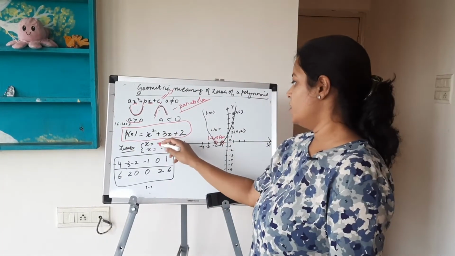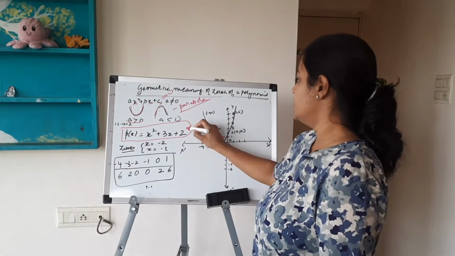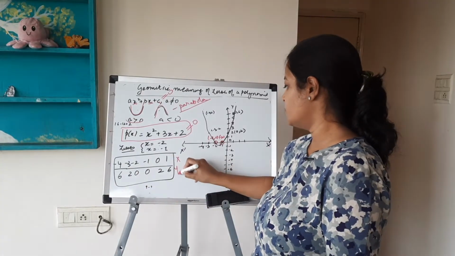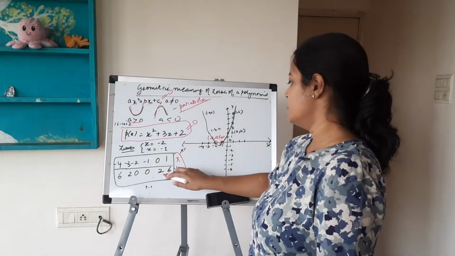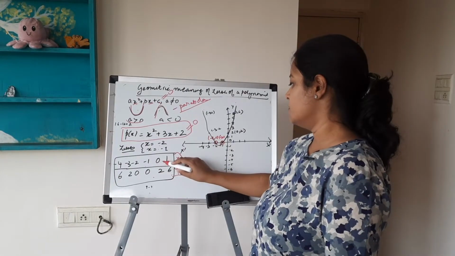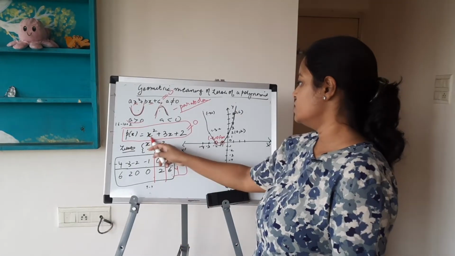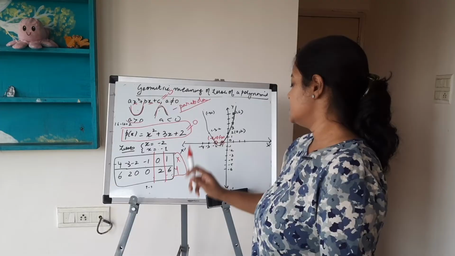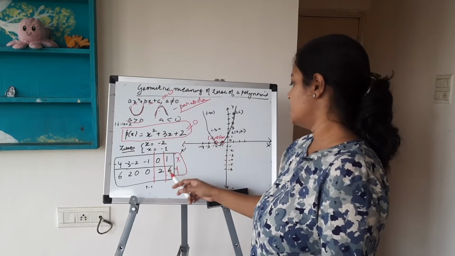We know that these are the zeros, right? -2 and -1. How do we know? We equate this to 0 and we find out. That we'll also plot on the x and y axis. So this is how it is. So we'll substitute the values here, let's start from here: when x is 0, it's 2. When x is 1, 1 plus 3 plus 2, 6, right?